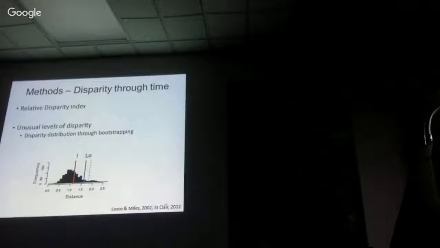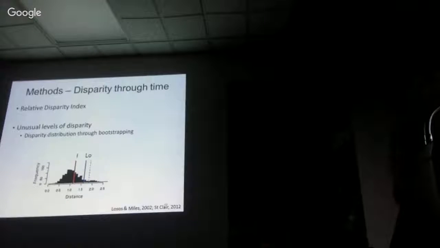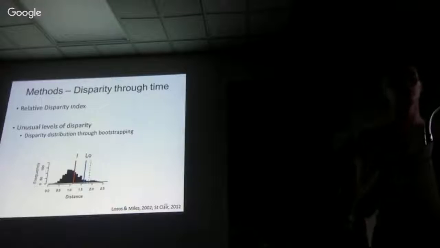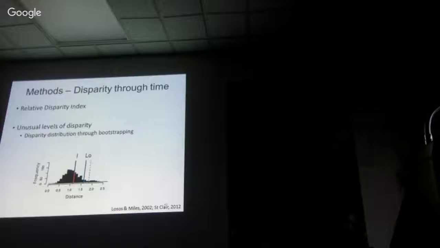With this Euclidean distance matrix, I can calculate relative disparity for each clade, which is simply dividing the subclade disparity by that of the total clade disparity. And I can test whether a clade is significantly more or less diverse than the total clade by creating a bootstrap sample, by sampling the total clade values and comparing then the subclade value to this bootstrap distribution.